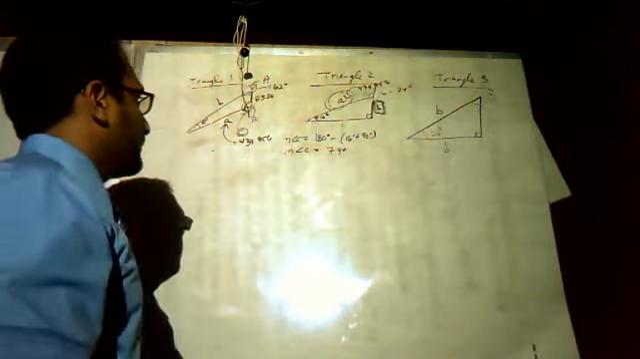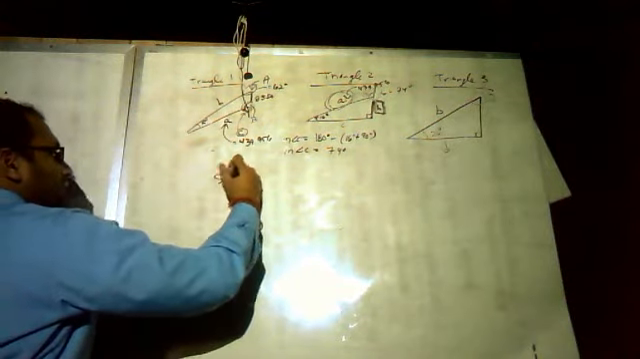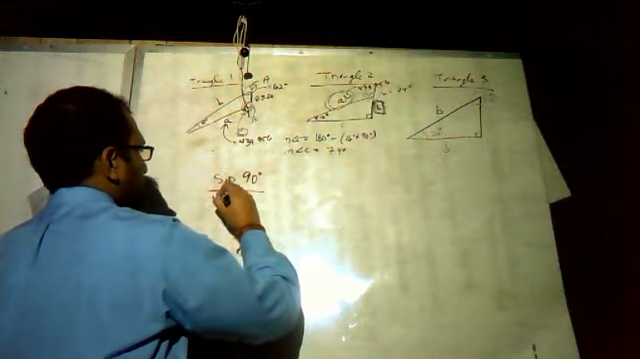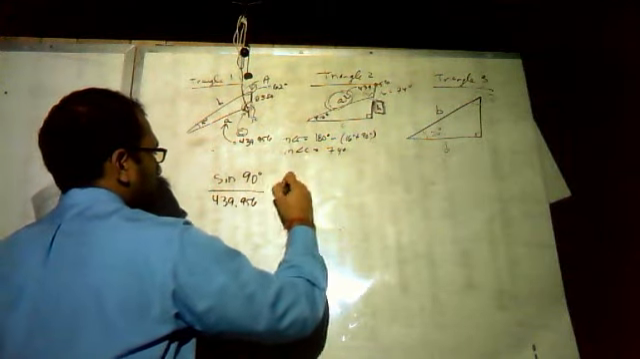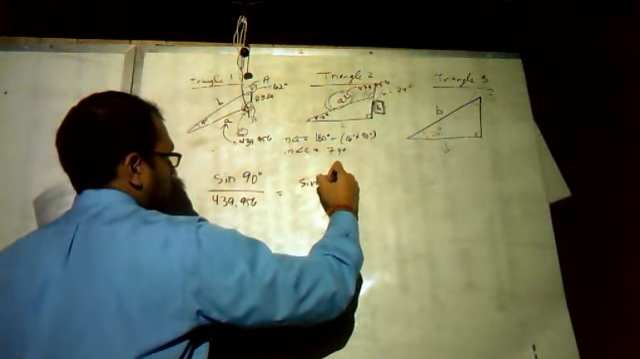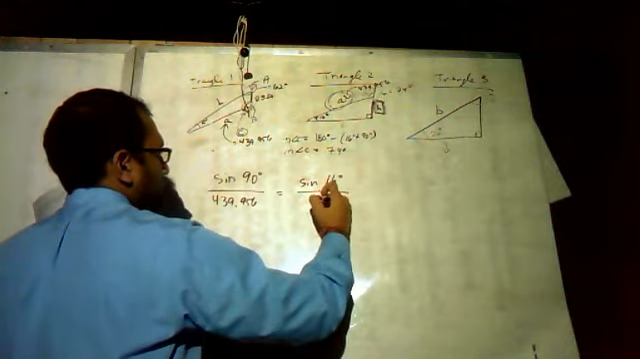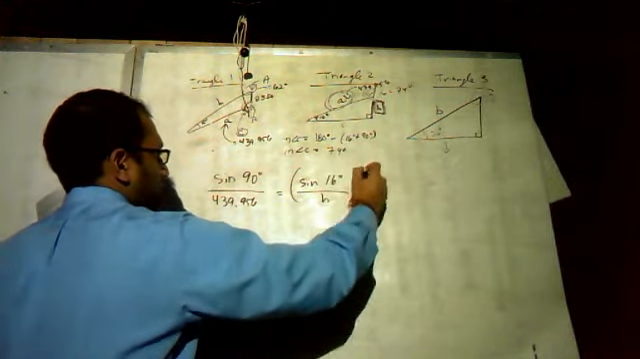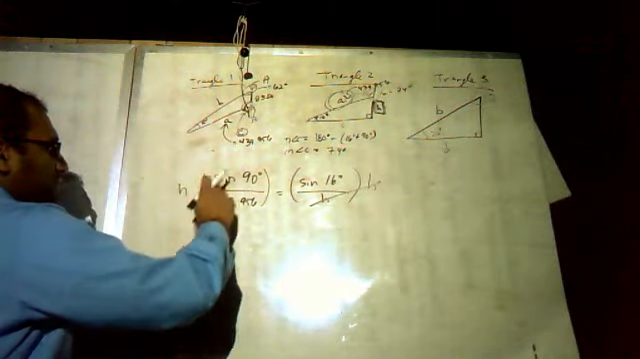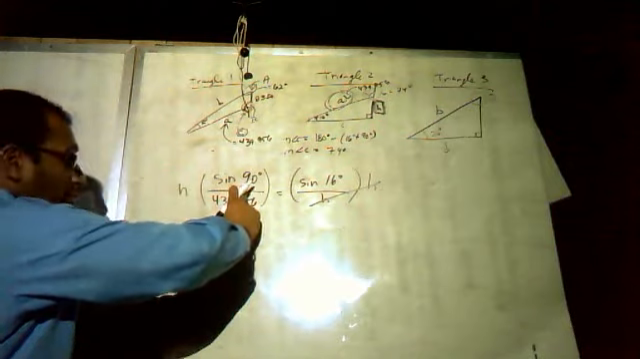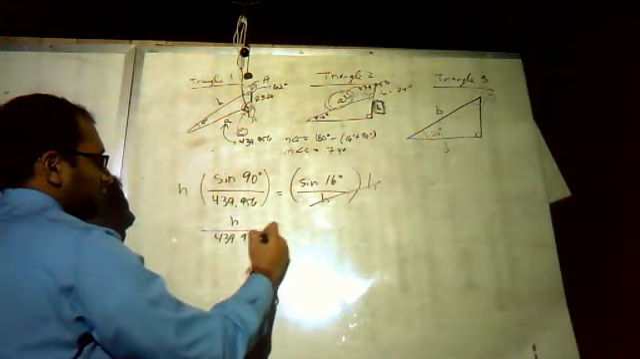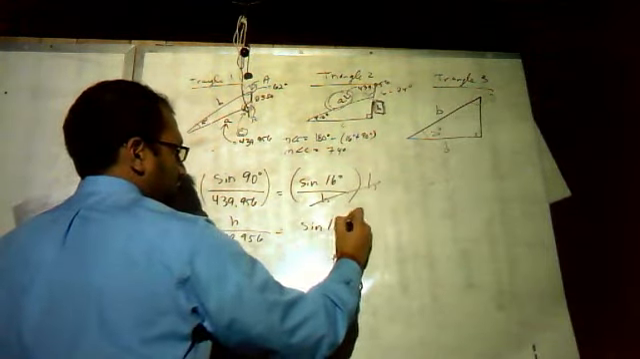Okay, so we're going to say the sine of angle A, which we know is sine of 90 degrees, divided by side A, which is 439.956, is equal to the sine of 16 degrees divided by h. How do I solve for h? Multiply by h on both sides. We get it alone. What's the sine of 90 degrees? 1. So h divided by 439.956 is equal to the sine of 16 degrees.